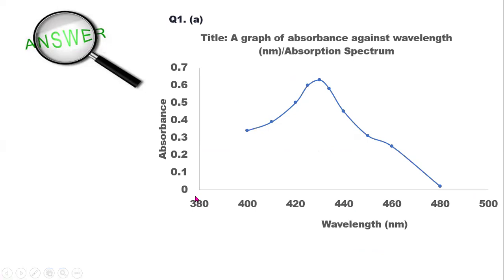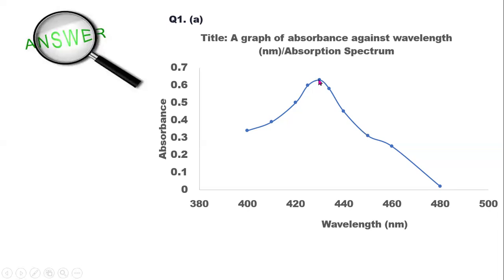You can choose to start from anything above 350, so that you will not have a graph skewed to one side. Okay, you cannot start from 0 on the wavelength axis. So we started from 380 up to 500. So these are our points that we join. You use a freehand sketch to join.